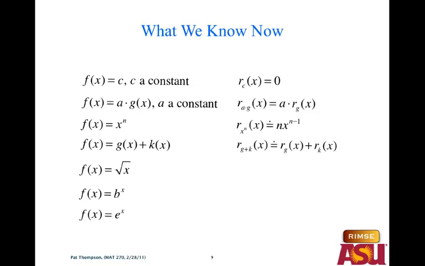We got the sum rule, and now we got the square root. The derivative of the square root is 1 over 2 square root of x, or 1/2 x to the minus 1/2. We've got the exponential, which is ln of b times b to the x. And then a special case of that, where your natural log of b is 1, is e to the x. And that rate of change is e to the x.